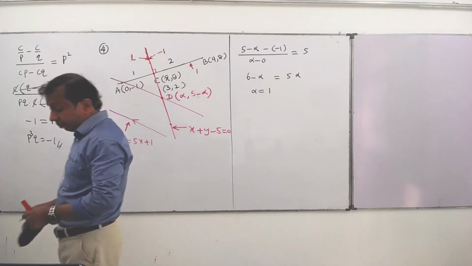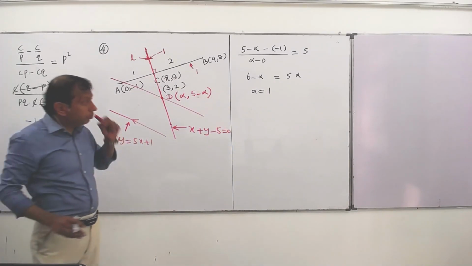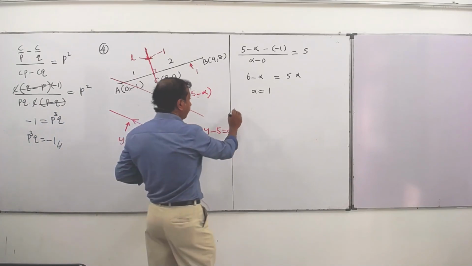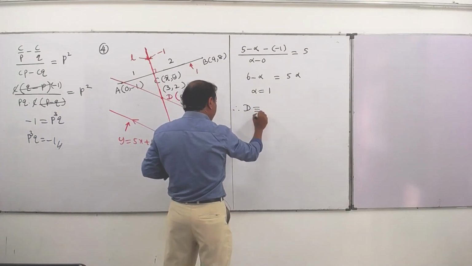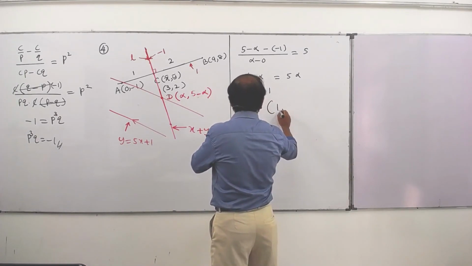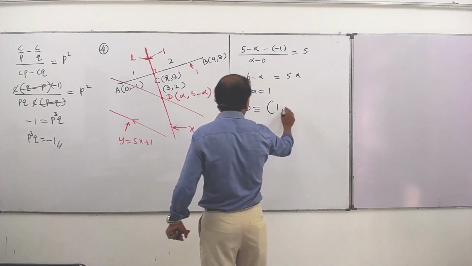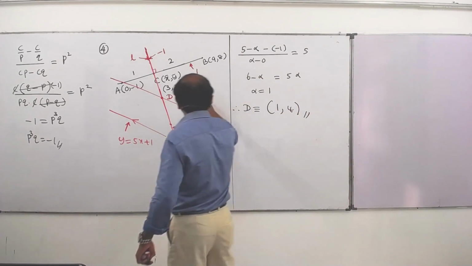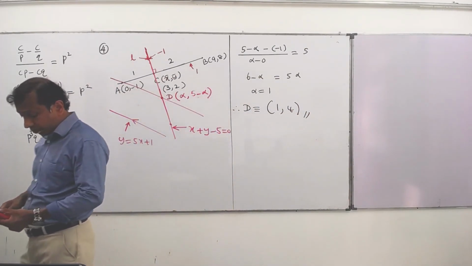If alpha equals 1, now you can write D. Therefore, the point D: alpha is 1, so the x coordinate is 1, y coordinate is 4. Putting in 1, that way we can take point D.